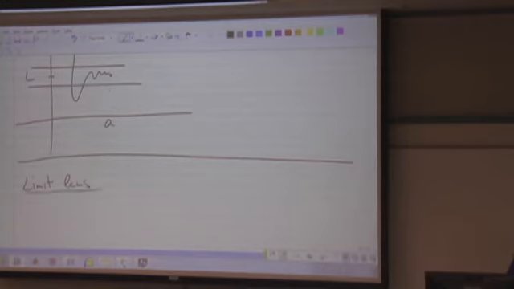Okay, limit laws. As I said, I would like to finish this off with a different perspective on things, just so you see how things work. So, assume the limit as x goes to a of f of x, and the limit as x goes to a of g of x exist, and c is a constant.